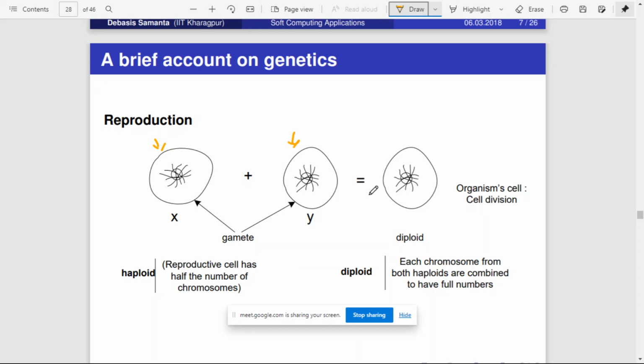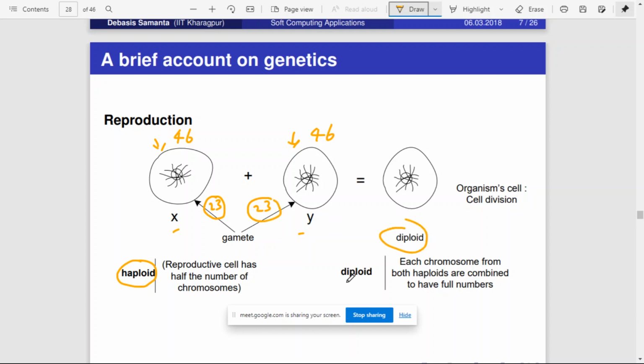Okay. So if it is humans, each human will have 46 chromosomes. 23 chromosomes from one of the parents and another 23 chromosomes from the other parent, right? Each of these parents is called haploid, and the resultant offspring, which receives chromosomes from each of the parents, is called diploid.